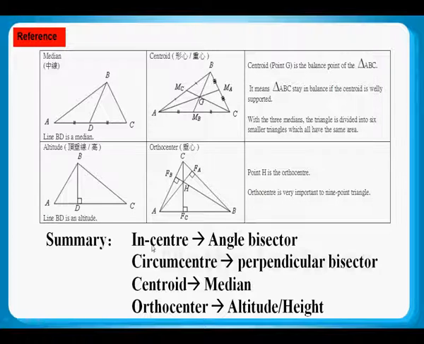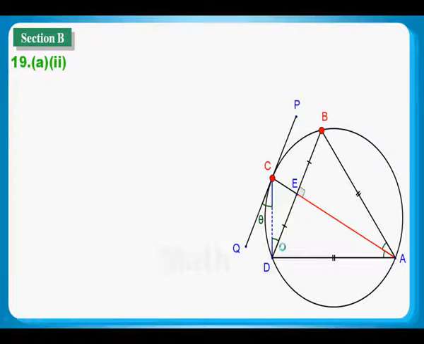When we talk about the incenter, we should remember the angle bisector. For the circumcenter, we will need three perpendicular bisectors. Centroid, median. Orthocenter, altitude or height. So in the question, we need to show whether these four centers are collinear.